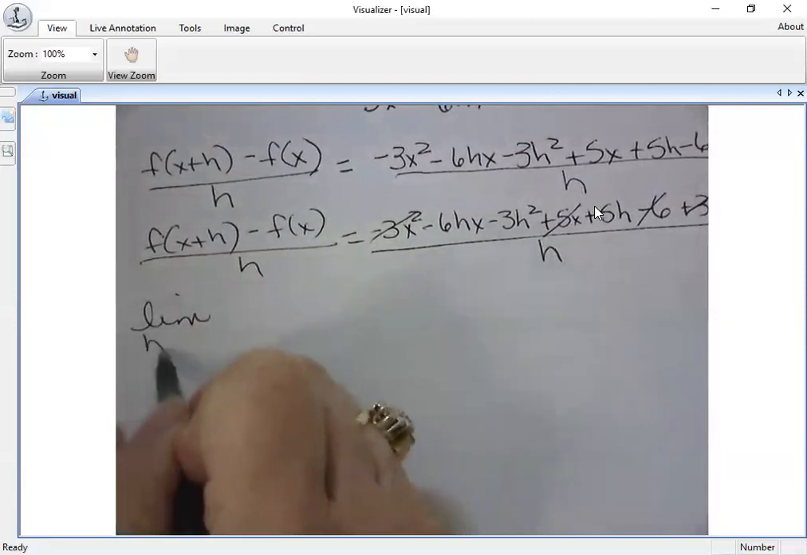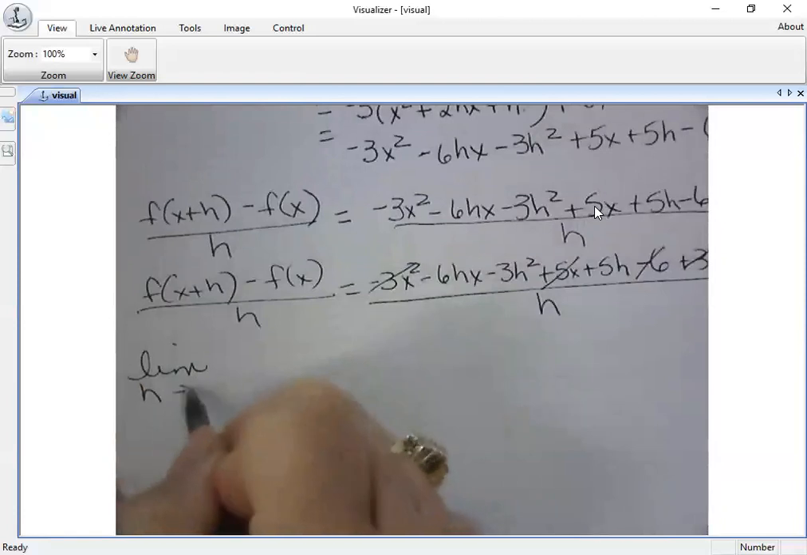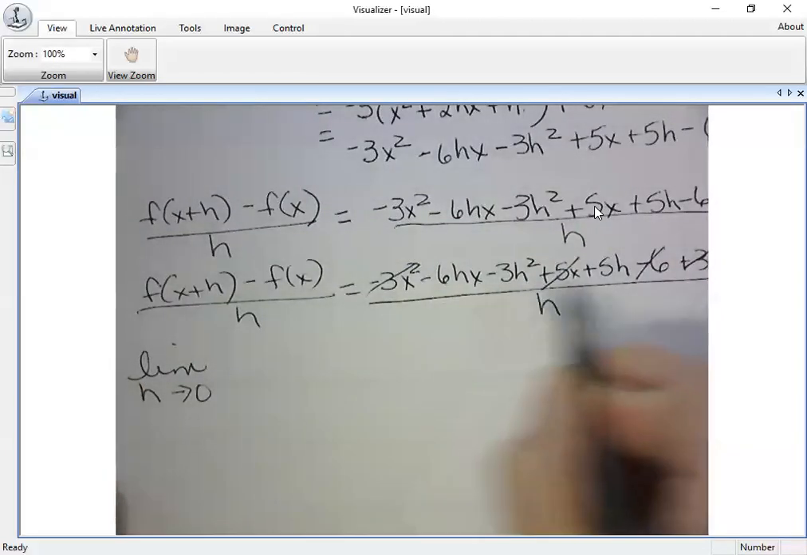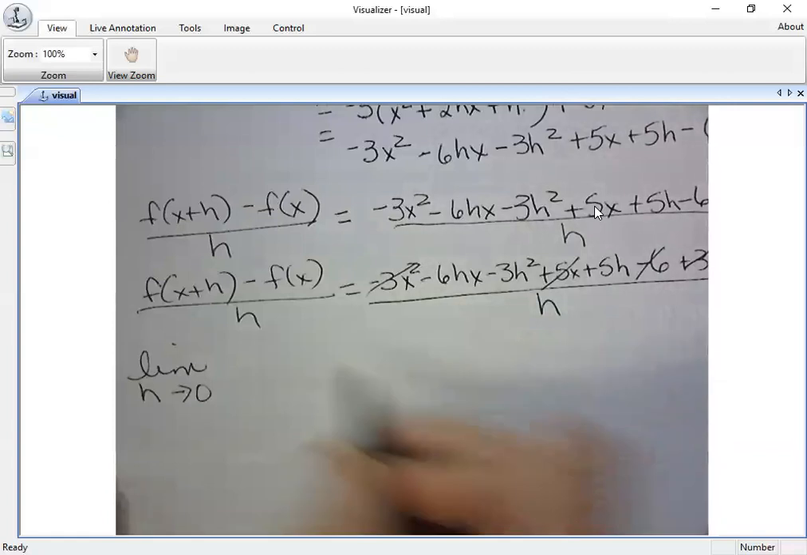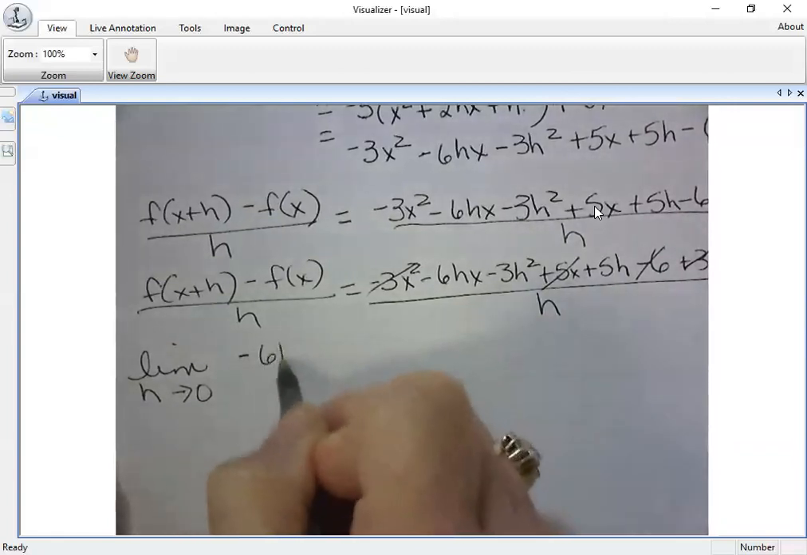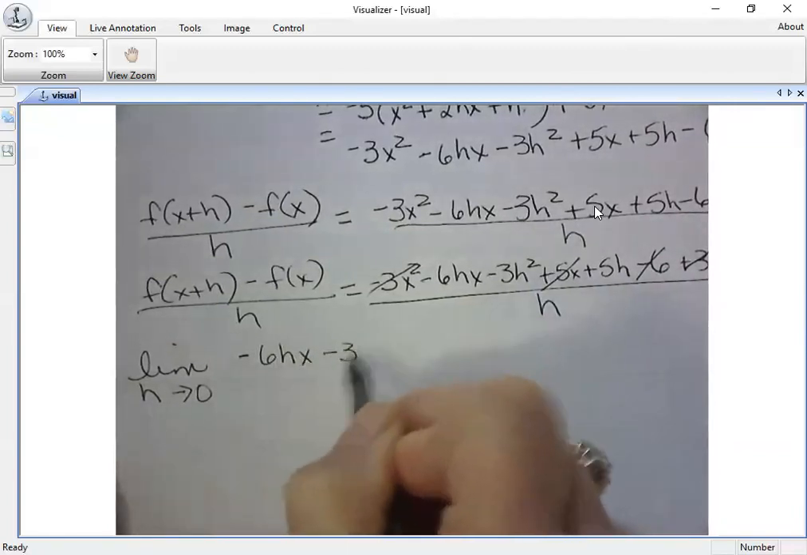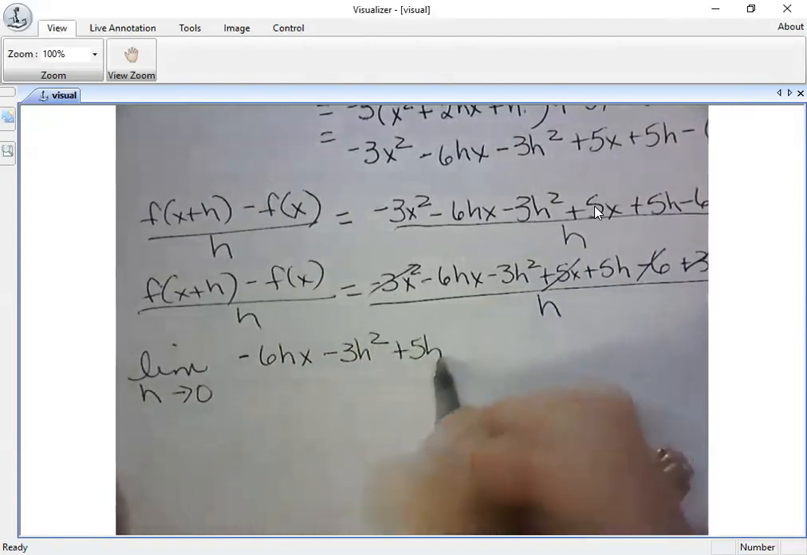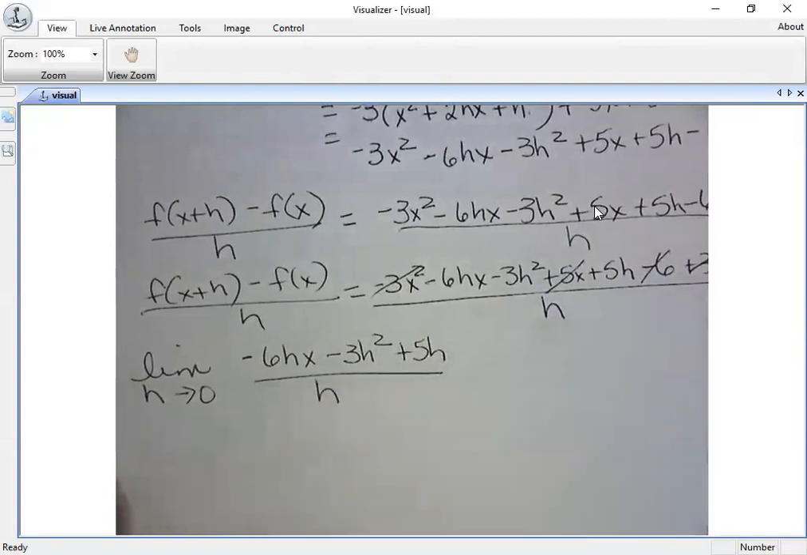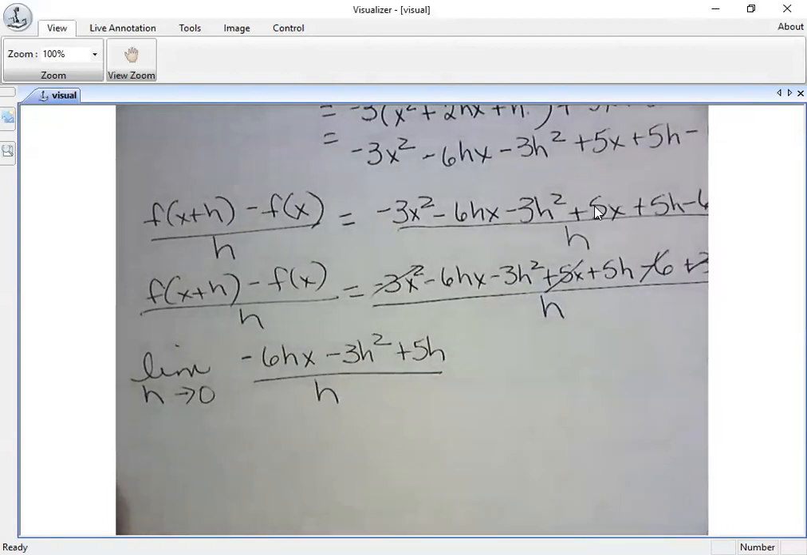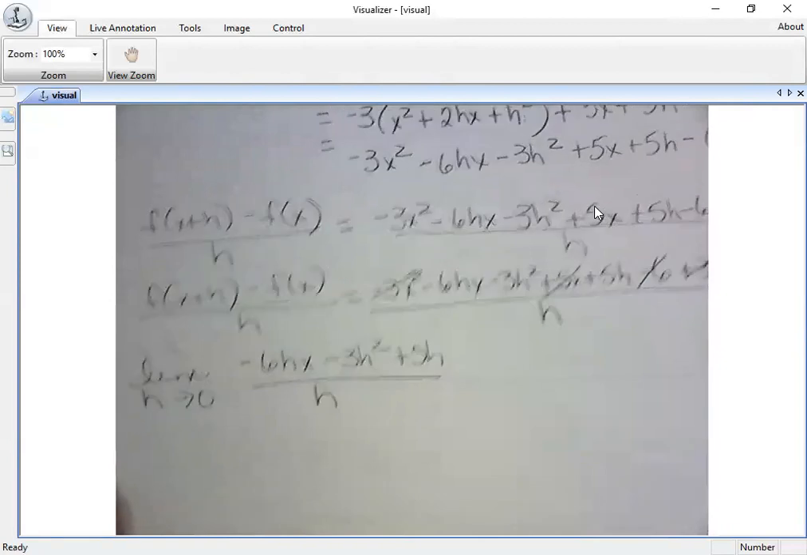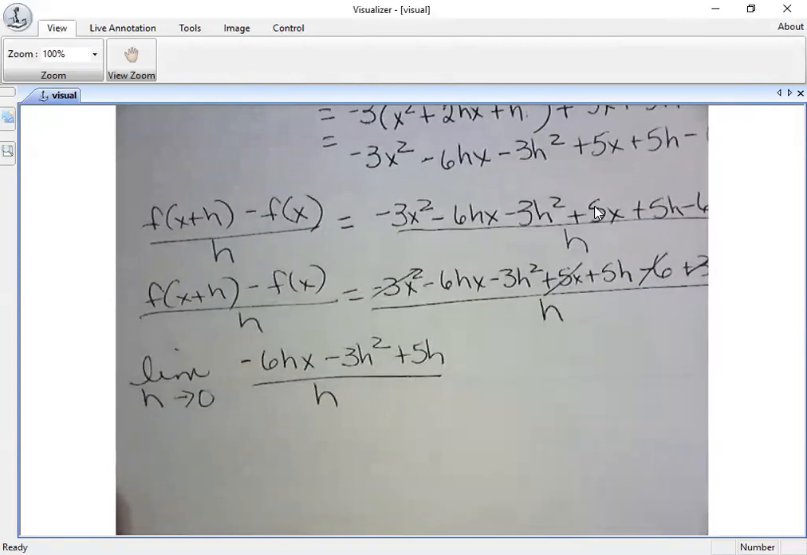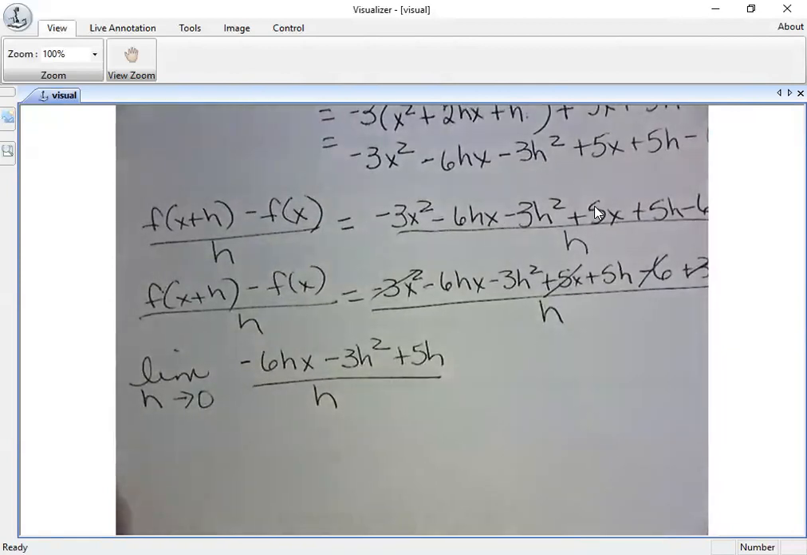So I'm finding the limit as h approaches 0 of, I'm only going to write down the terms I didn't mark out on top. So I have negative 6hx minus 3h squared plus 5h. That's all of them, isn't it? Over h. Okay, so what happens now? And in order to be able to cancel out h's, what will I need to do in the numerator? I got to factor out an h.